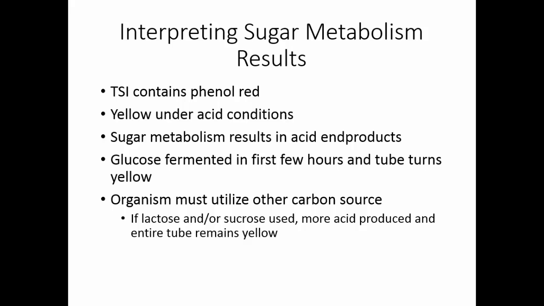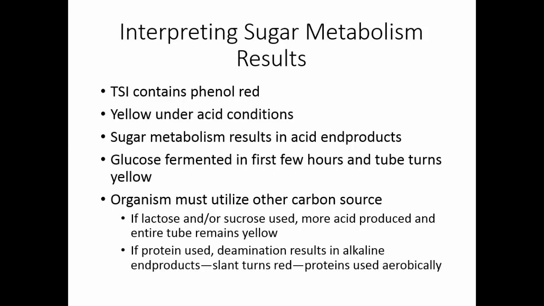More acid will be produced and the entire tube will remain yellow. If protein is used, the first thing that has to happen is you have to pull the amine group off. That's deamination, and that results in the alkaline end product ammonia. Under alkaline conditions, phenol red turns red. Proteins can only be used aerobically, so this reaction occurs only on the slant.